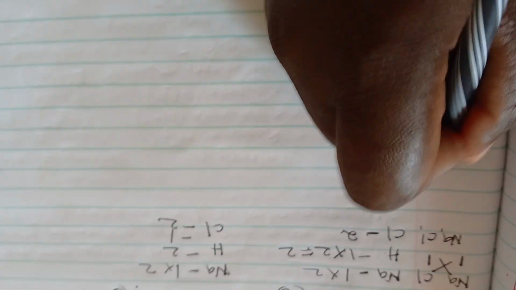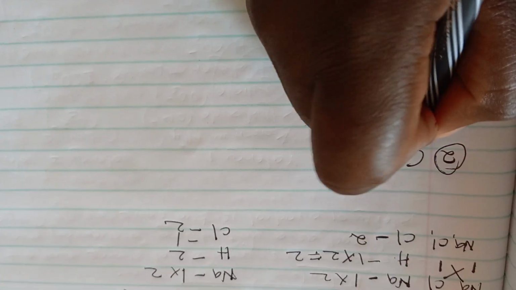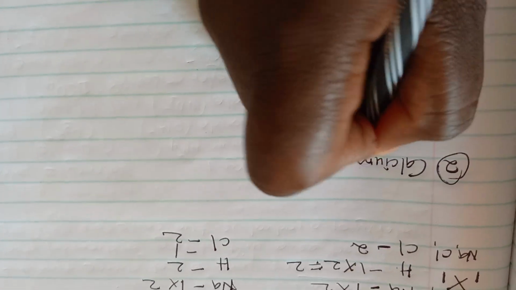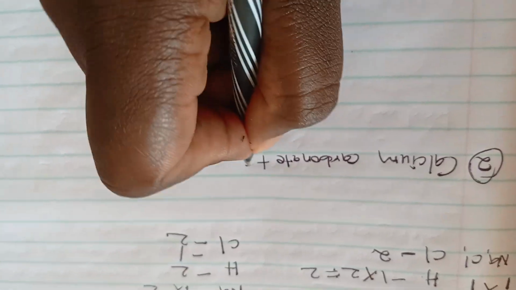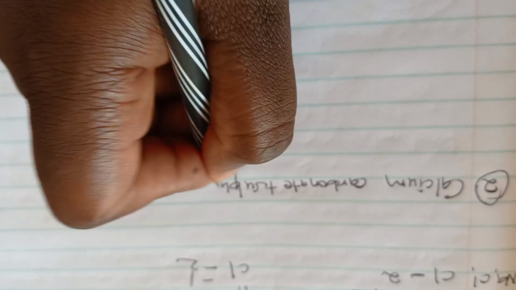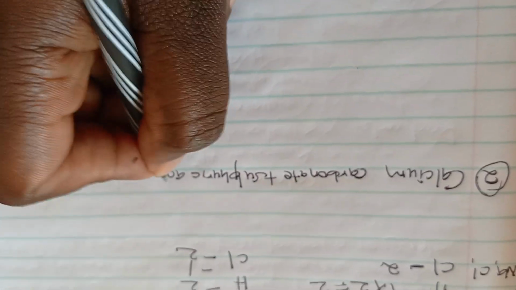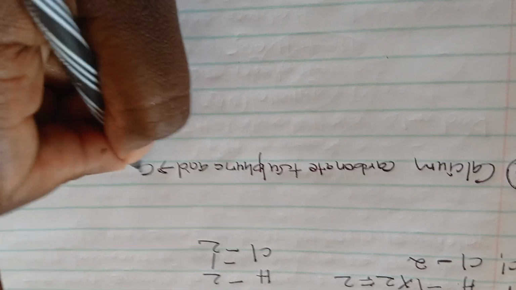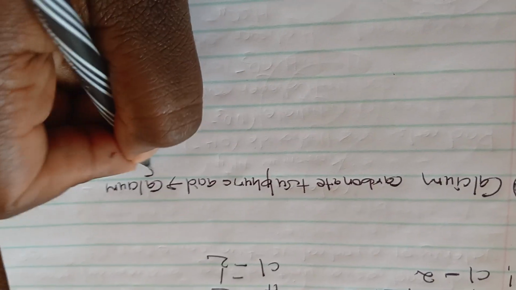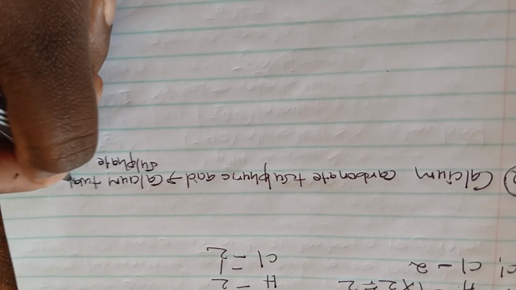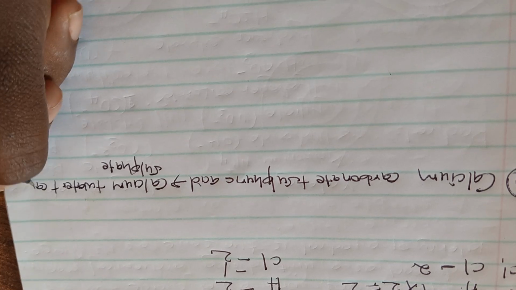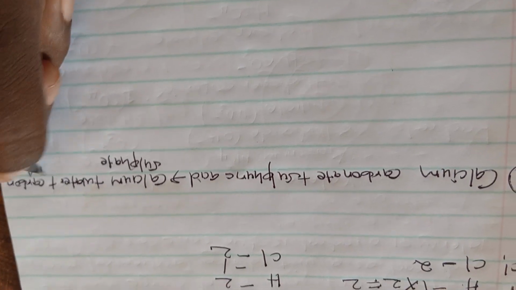Let me do another one. For example, you are given calcium carbonate plus sulfuric acid, you're going to get calcium sulfate plus water plus carbon 4 oxide, because a carbonate always forms salt, water, and carbon 4 oxide.